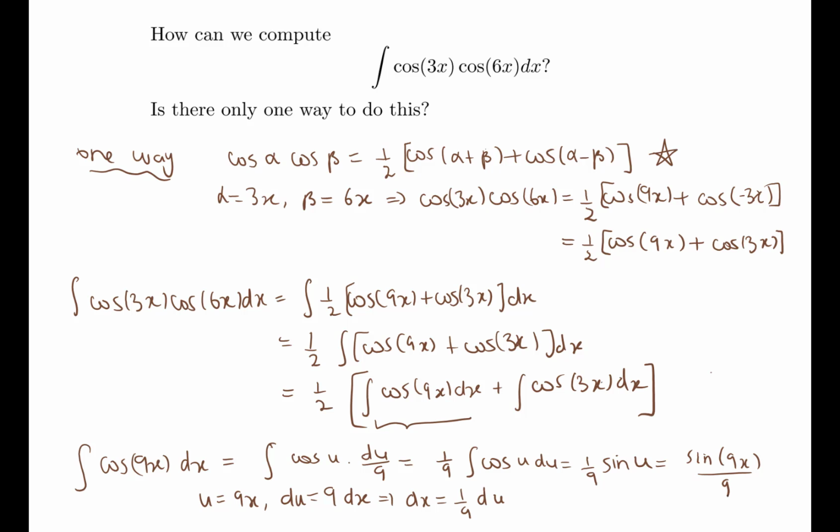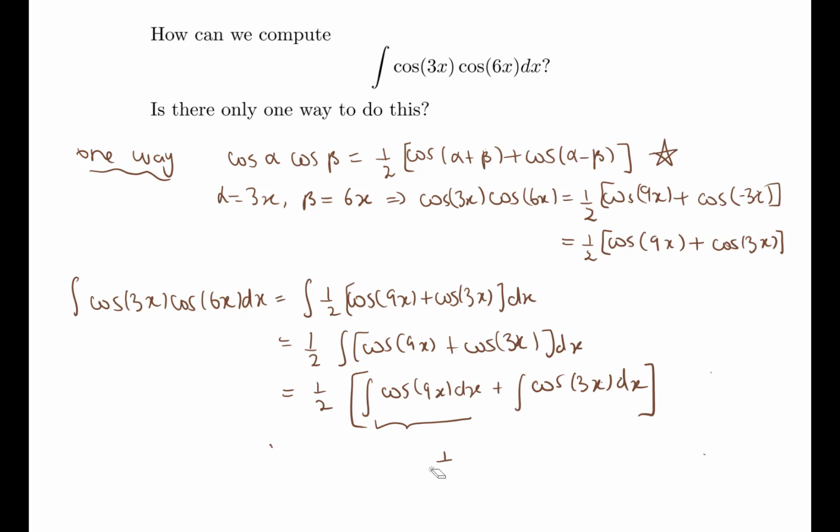Similarly, the integral of the cosine of 3x will be a sine, but divided by 3. So we have that the integral we were given equals 1/2 of sine of 9x over 9 plus sine of 3x over 9, over 3, because this time we have 3 times x. And then we add a constant, because every time we find an indefinite integral, we add an arbitrary constant.